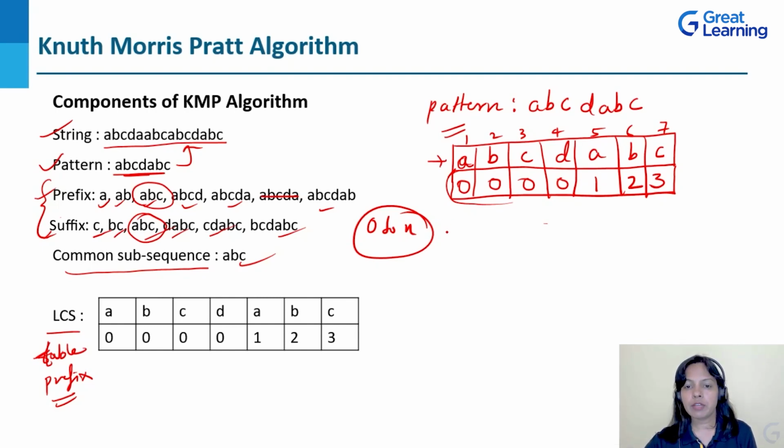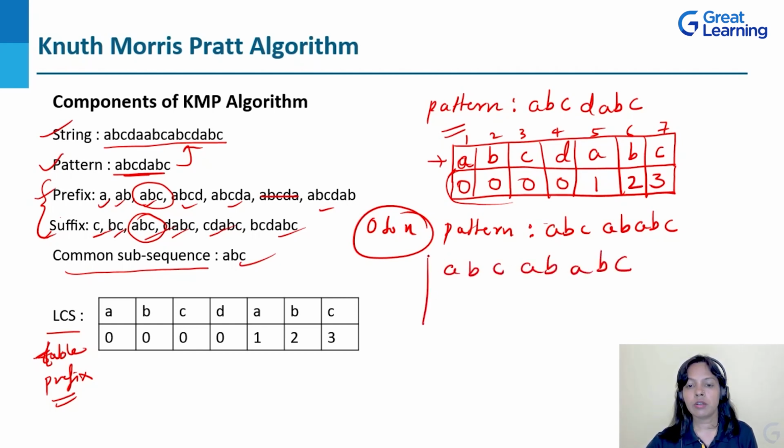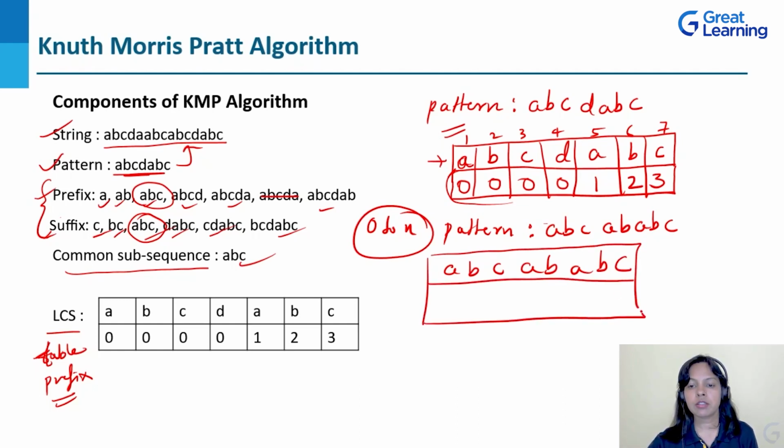Okay, I'll take another example to make it clear. The pattern is A, B, C, A, B, A, B, C. Suppose this is the pattern. Let us construct the LCS or the prefix table for this. So A, B, C, A, B, A, B, C. The table will look something like this, and we'll construct the values inside this prefix table soon. Let me draw these lines.